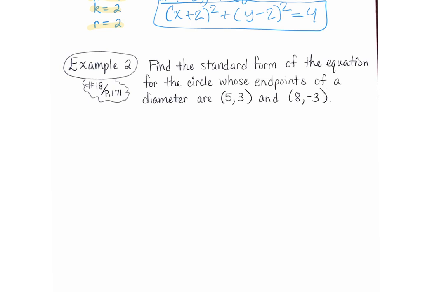Wait, let's go back. Let's make sure we're on the same page. Is the diameter the radius? It's not half the radius. What do we know? It's twice the radius. The diameter is twice the radius, which means the radius is half the diameter. Yes. Wait, the radius is half of the diameter of the full thing.